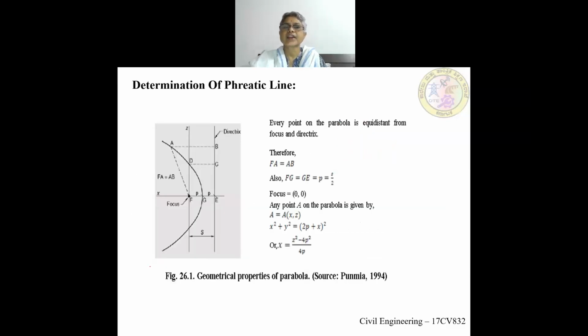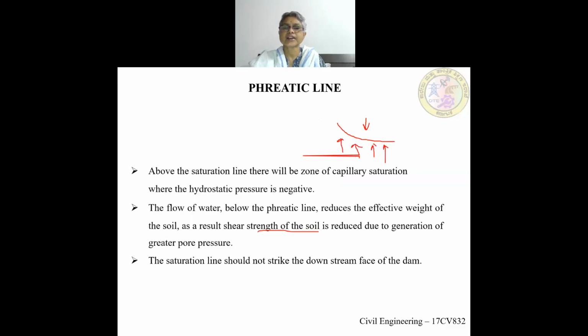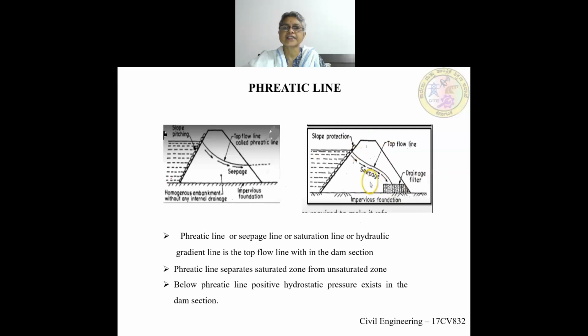So to determine the phreatic line, we understood what a phreatic line is. It is nothing but the top flow line, and below this is the positive pressure, above this is the negative pressure. This is the saturation zone. This is the unsaturation zone. On the phreatic line, there will be atmospheric pressure. This pore pressure from the bottom reduces the weight of the soil which is acting downwards. Therefore, the shear strength of the soil will get reduced. That is why we have to see that the phreatic line should not pass through the downstream side. Therefore, a drainage filter will be provided here.